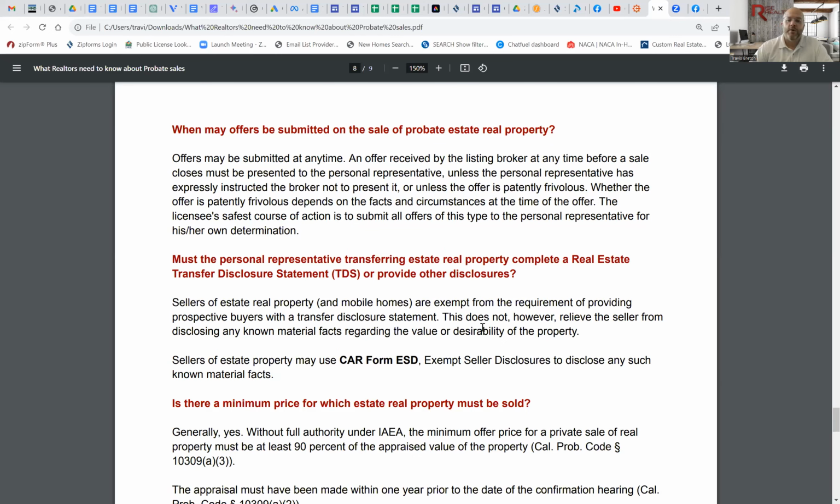This does not, however, relieve the seller from disclosing any known material facts regarding the value or desirability of the property. Sellers of estate property may use Form ESD, which is the exempt seller disclosure, to disclose any such known material facts. So instead of the TDS, you're going to be using the ESD, which is just a very, very condensed, shortened version of the disclosure, and they still need to fill that out.